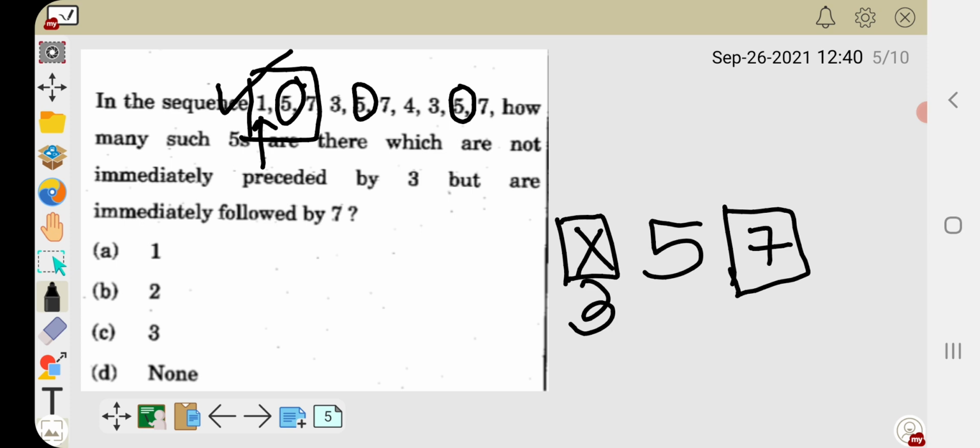3 5 7, it is not satisfying our case because this 5 is preceded by 3, so this is not a possibility. Also this is not a possibility because this 5 is also preceded by 3, so only one possibility is there. So total ones, 5 is not immediately preceded by 3 but is immediately followed by 7. Total 1 such 5 is present here.